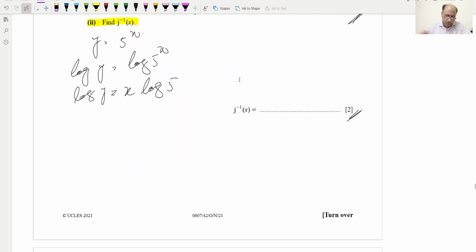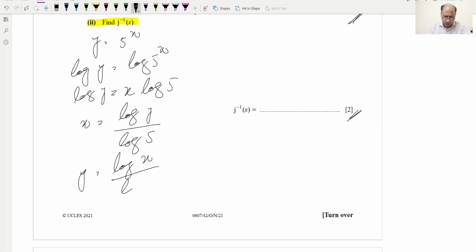And now we can make x the subject, so x will be equal to log of y over log of 5, and now we can swap x and y, so y will be equal to log of x over log of 5. This will be our final answer, log of x over log of 5, for 2 marks. Hopefully you understood this.